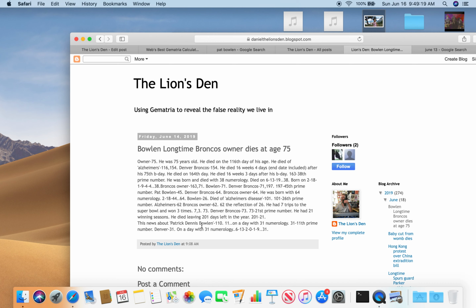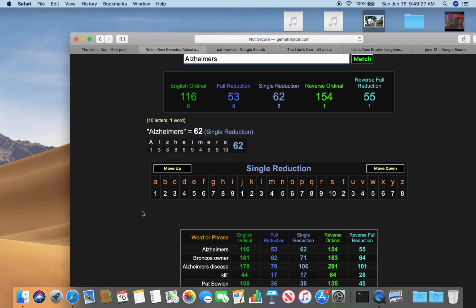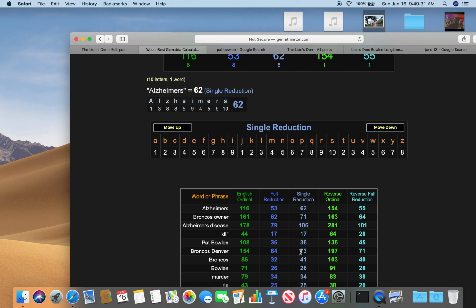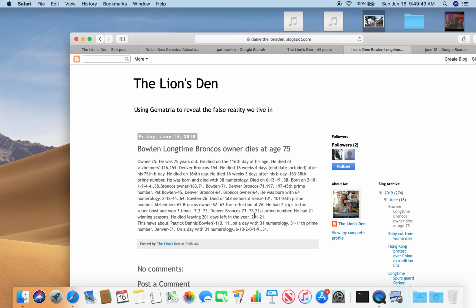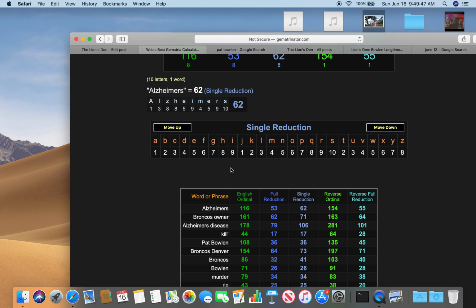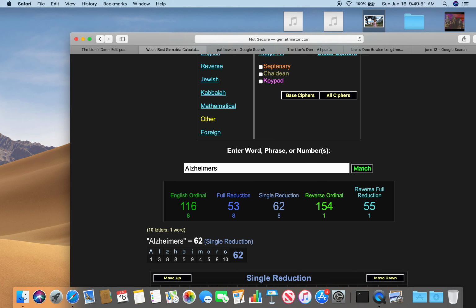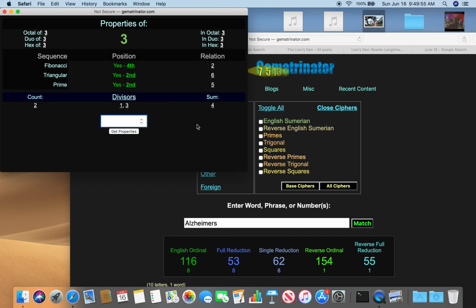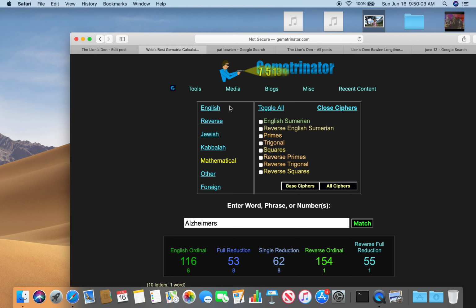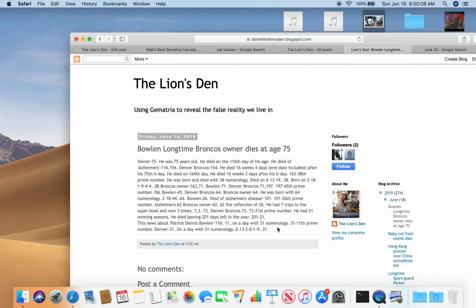He had 7 trips to the Super Bowl and he won 3 times, or 73. Denver Broncos also equals 73, the S exception. 73 is the 21st prime number. Prove it to you. It's pretty easy to prove it to you. Just go to number properties here, type in 73. It's the 21st prime number. They say he had 7 trips to the Super Bowl, won 3 times, so there's the 73, 21st prime.